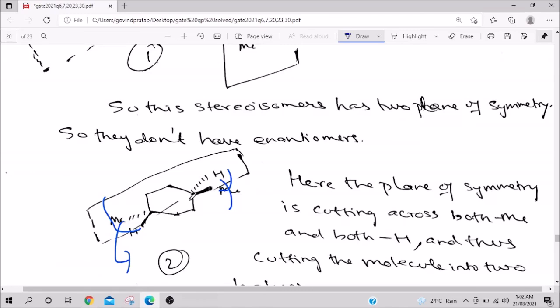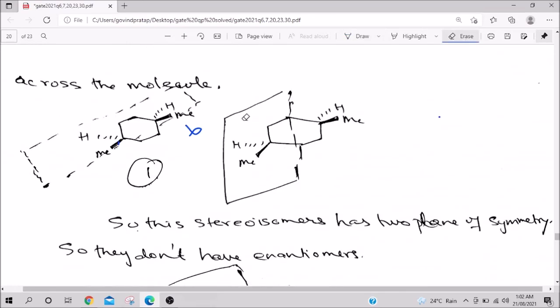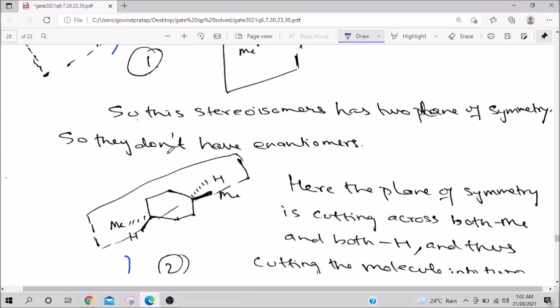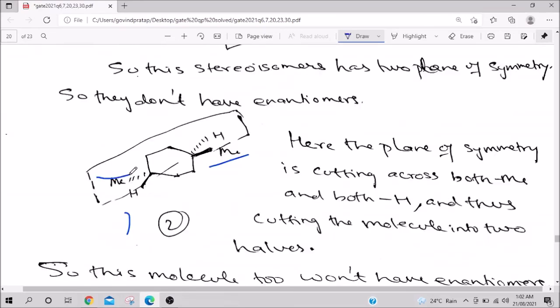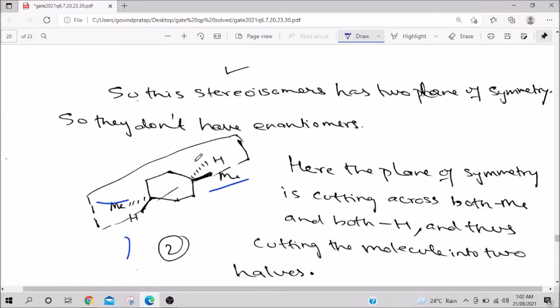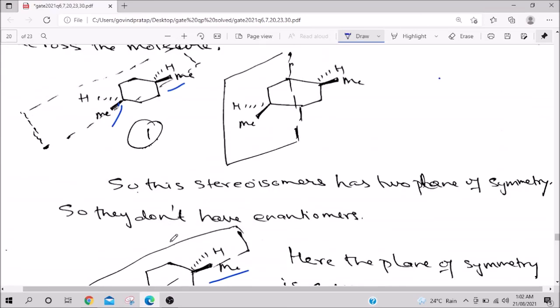We talked before that if it has more than one chiral center, to make an enantiomer you have to change the stereochemistry at all the chiral centers. So you are doing that, but still you will see that they both are superimposable, so they are not enantiomers. But the interesting thing is, what about 1 and 2? Here both methyl are front, here one methyl is front, one methyl is behind. Even if you rotate it, you will not get the same thing. So these two are not superimposable.